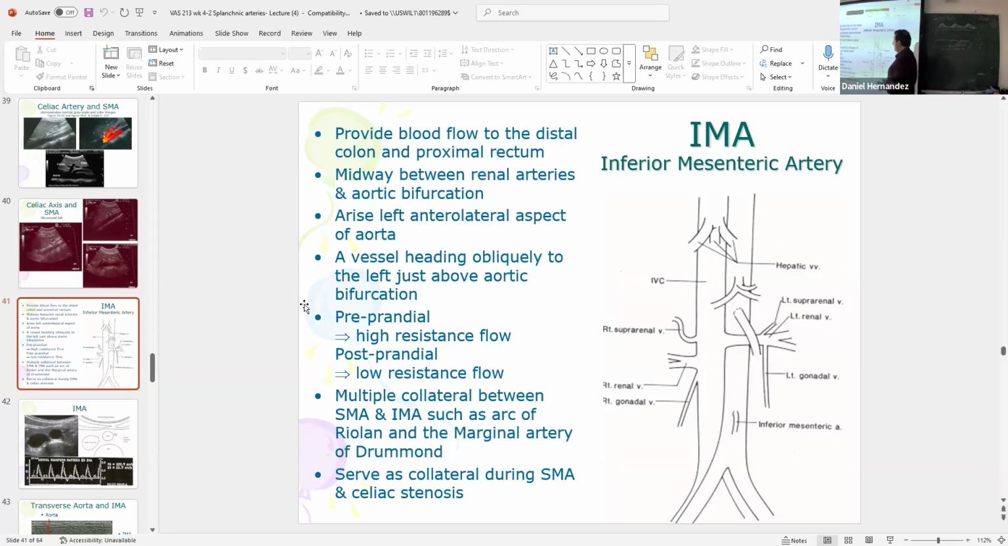This also arises off the anterior, but slightly to the patient's left. So it's the left anterolateral aspect of the aorta. Again, it's supplying blood flow more to the left side of the patient's body. This, similar to SMA, will change resistive indices based off of the patient's preprandial or postprandial state, whether they're fasting or they've just eaten. Like I said, we discussed, there's connections between SMA and IMA through that arc of Riolan or the marginal artery of Drummond. And it serves as a major collateral during SMA or celiac artery stenosis.